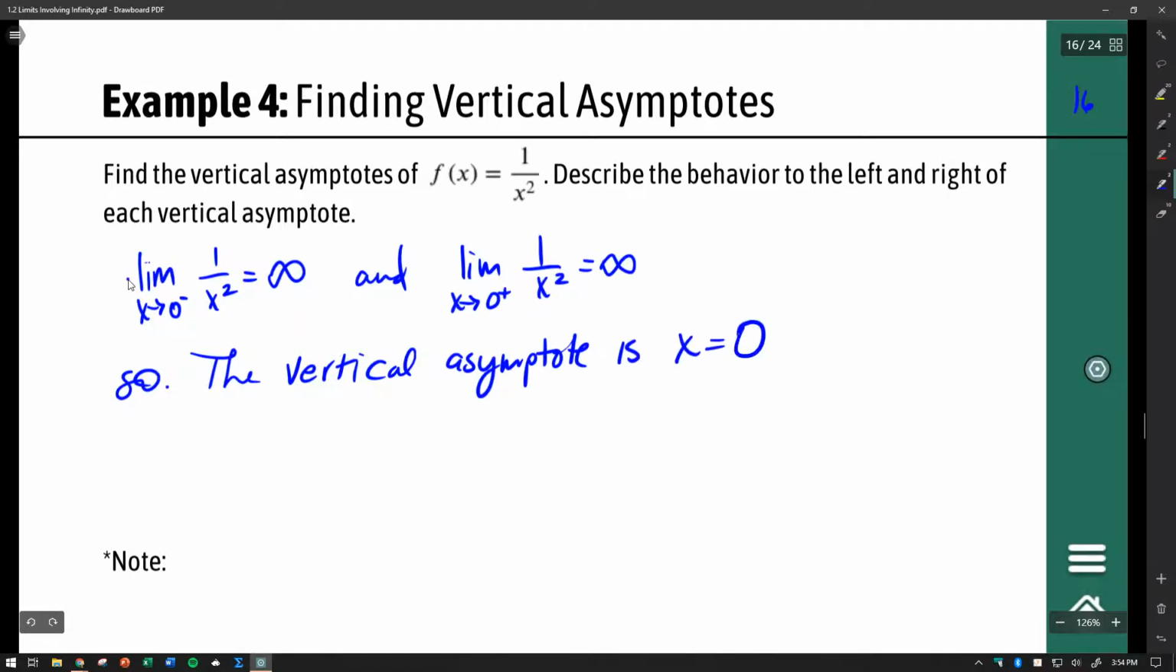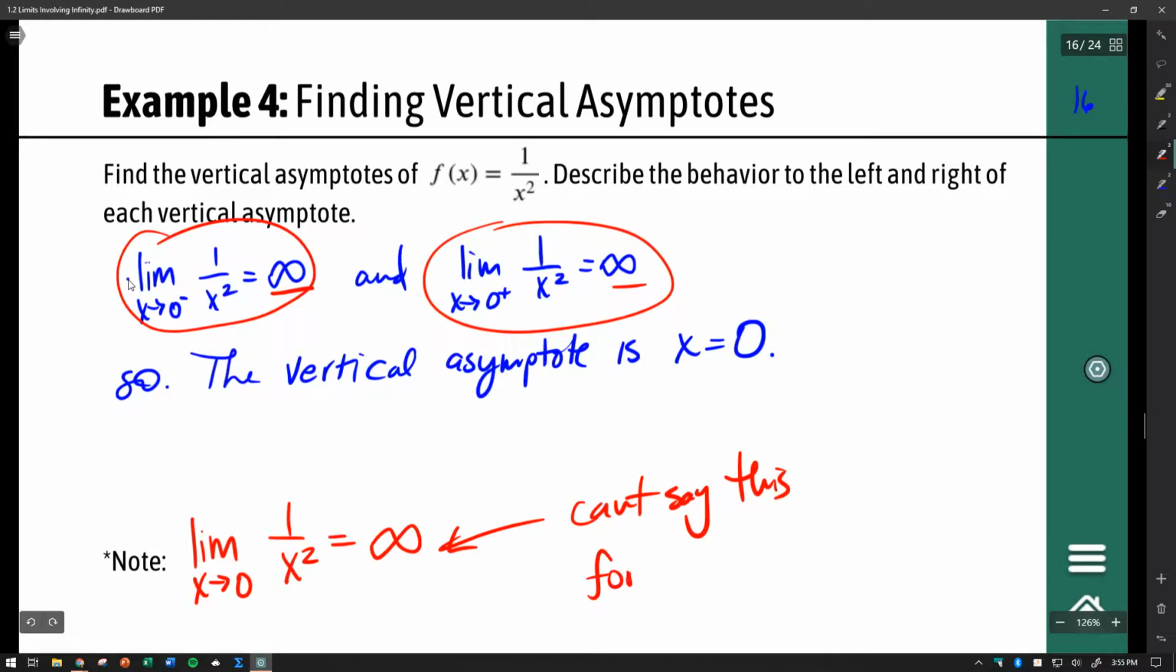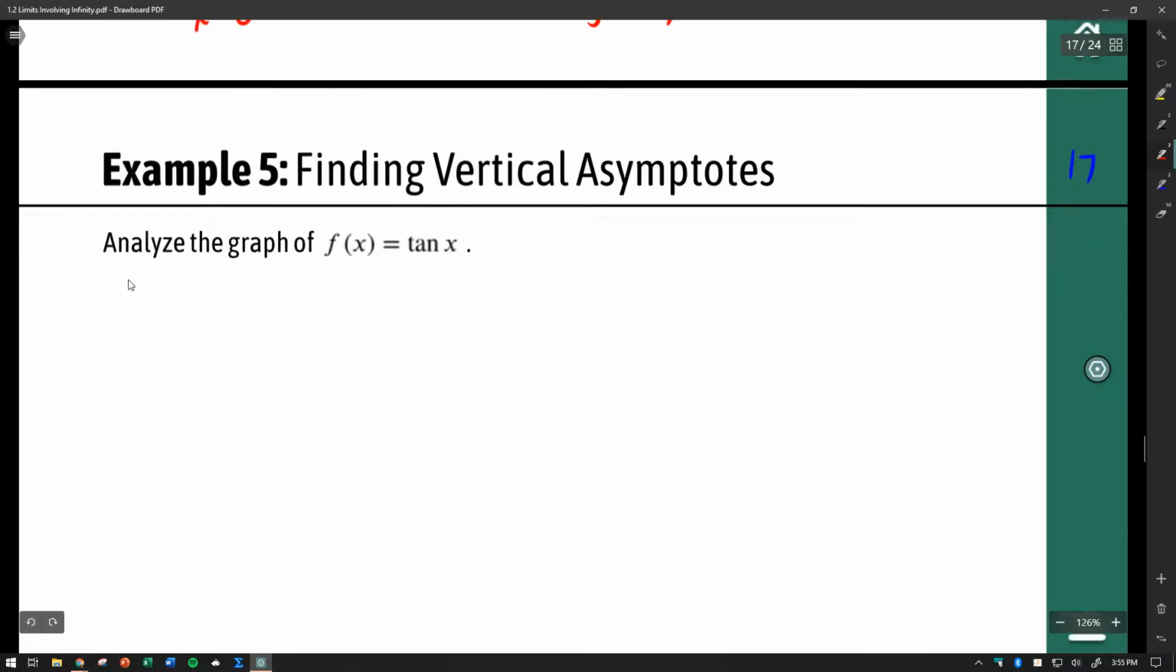is x equals 0. A quick note here: because the limit from the left and the limit from the right are the same, they're both infinity, we can say that the two-sided limit, the limit as x approaches 0 of 1 over x squared, is infinity. But we cannot say this for 1 over x, because we had negative infinity from the left and positive infinity from the right.